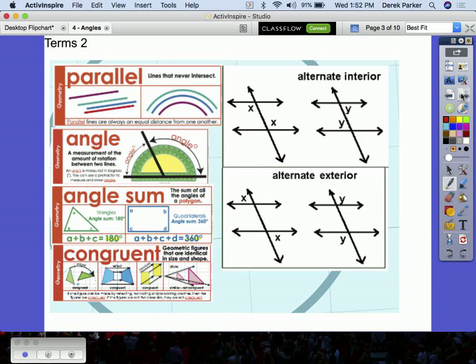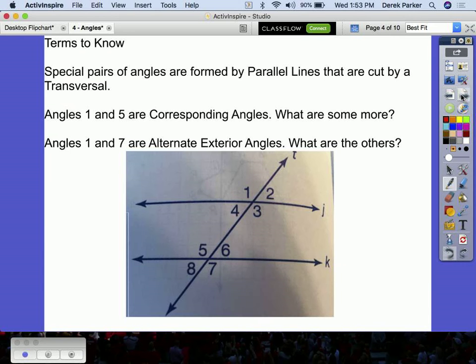Congruent means equivalent to. Alternate interior angles: these are examples of alternate interior. They are the same degrees, but they are alternate from one another on the inside of a transversal. Alternate exterior: they're the same angle, but on the outside, the exterior. Also terms to know: special pairs of angles are formed by parallel lines that are cut by a transversal.